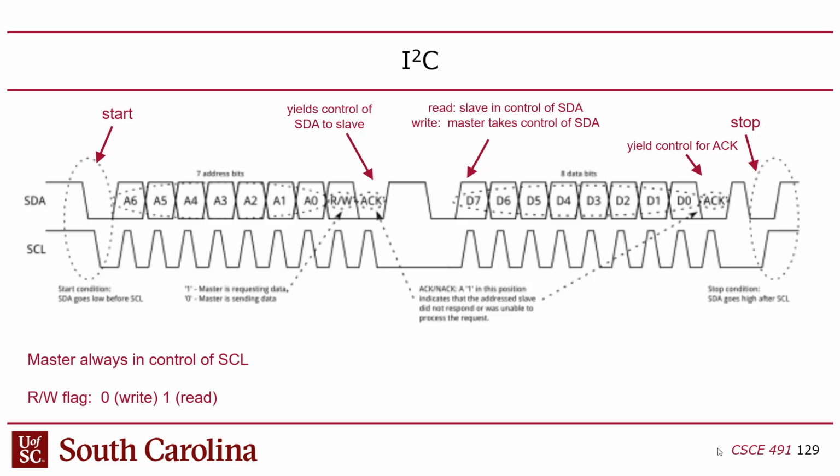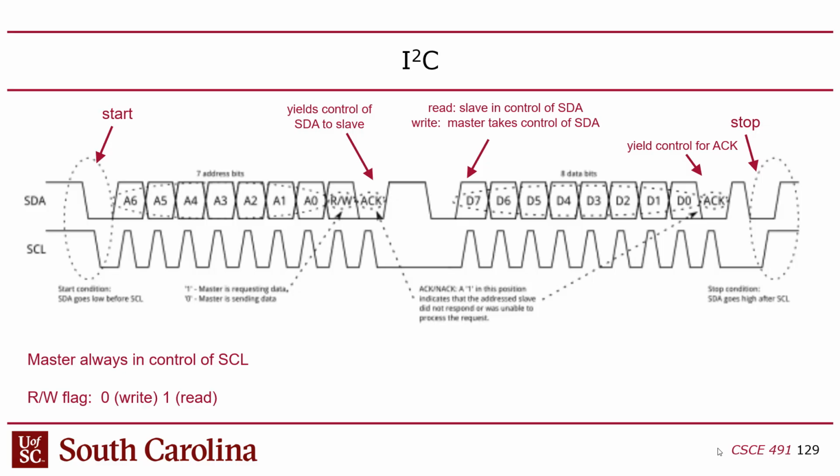Then now the master is going to talk. So he's going to set up whatever data needs to be. So that may go back up if you want to start out with a 1 bit, right? Or he'll stay down if I want to send a 0 bit. And he'll pulse the clock 1, 2, 3, 4, 5, 6, 7, 8 times, right? Now, that's 7 bits of address and 1 bit of read-write flag, right?